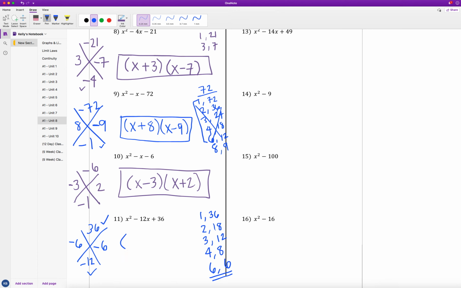So in example 11, we're seeing this first case where my two factors are actually identical. So we could write our answer as x minus 6 times x minus 6, but that's the same thing as writing it as x minus 6 squared. So either of these answers will work as your final answer.